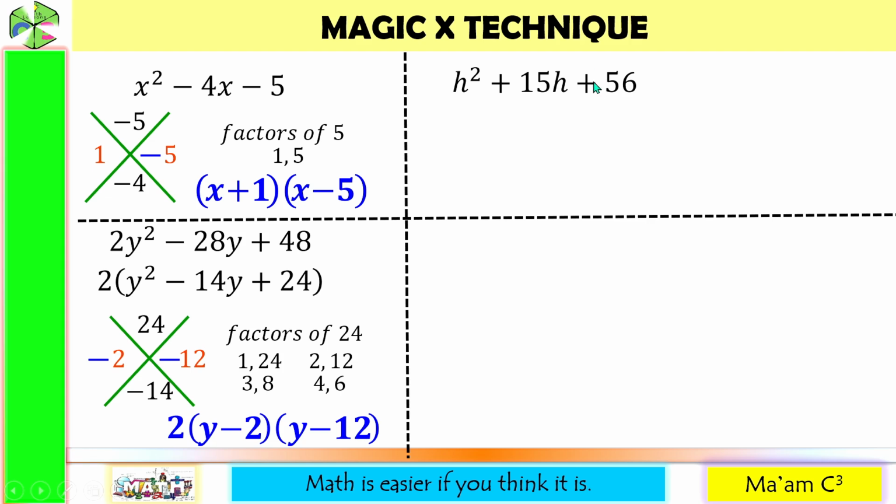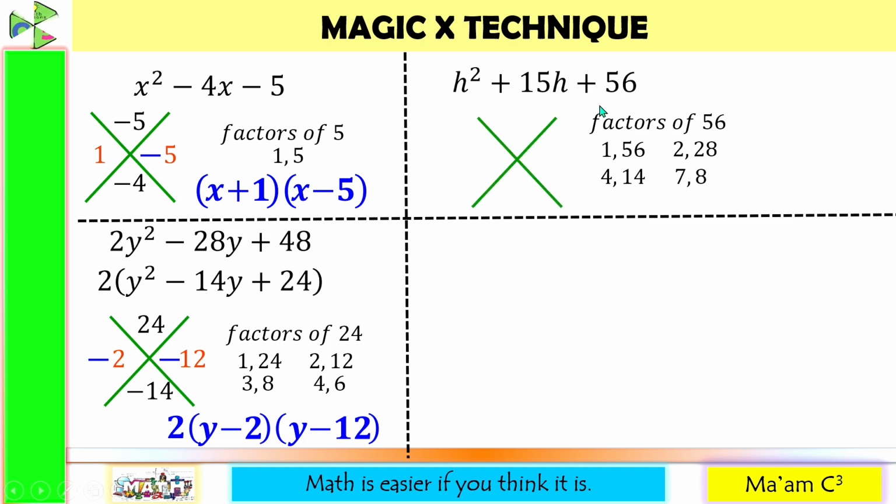So I'm going to determine first factors of 56. I'll start with 1 and 56, 2 and 28, 4 and 14, 7 times 8. No other factors, I'll create my magic x. On top, I'm going to write the numerical coefficient of my third term. This is positive 56. And at the bottom is the numerical coefficient of my middle term. This is positive 15.